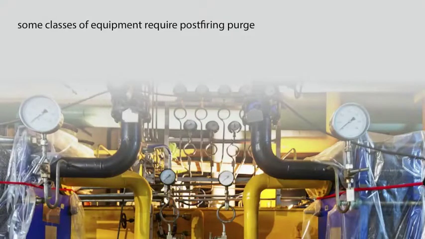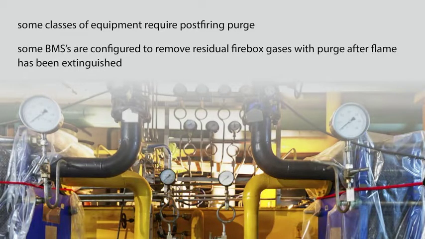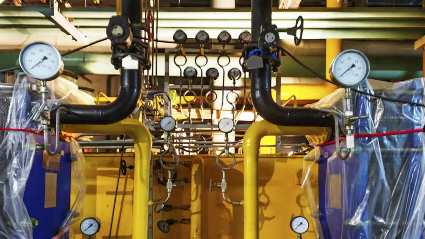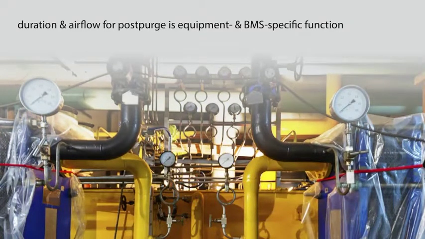It should also be noted that some classes of equipment, including some boiler systems, require a post-firing purge. Some BMSs are configured to remove residual firebox gases with a purge after the flame has been extinguished for any reason. This requirement exists in part because flame detectors and valve systems do not always act instantaneously when a loss of flame is detected. Hence, there can be some fuel flow, usually for up to 4 seconds, before a flame detector is required to send a signal for fuel shutoff. Then the safety shutoff and blocking valves have 1 second to close. The post-purge can remove the 5 seconds of residual flow if a loss of flame occurs. The duration and airflow for the post-purge is an equipment and BMS-specific function.